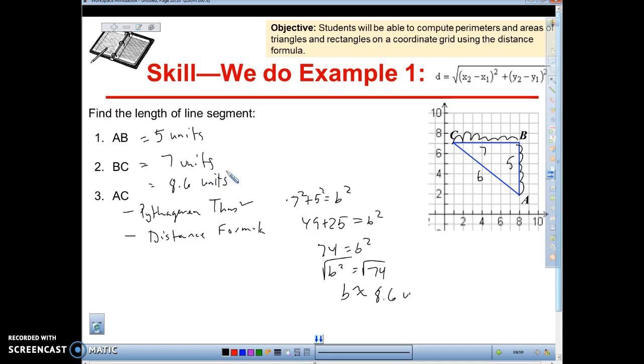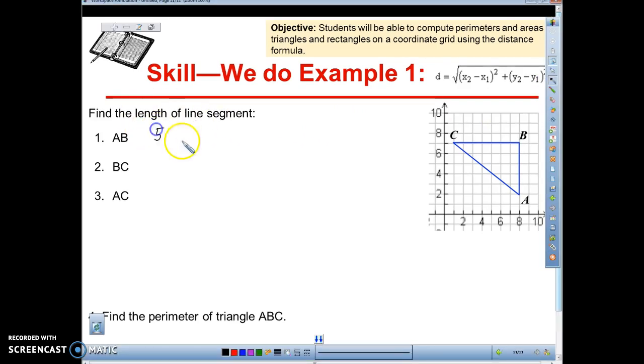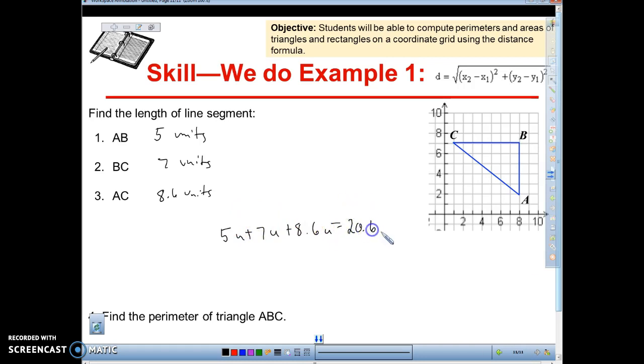Okay, we're going to calculate the perimeter. If I want the perimeter of this object, I'm just going to add these. AB was 5 units, BC was 7, and AC was 8.6. So we just add them together: 5 units plus 7 units plus 8.6 units gives us, well, 5 plus 7 is 12, plus 8 is 20, and that is 20.6 units. That is my perimeter.